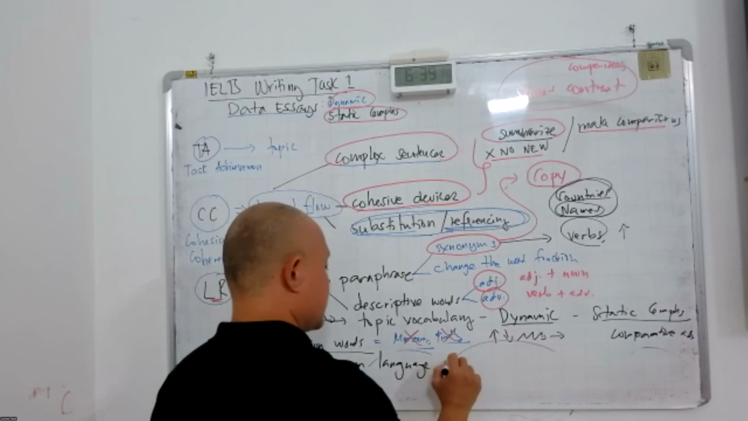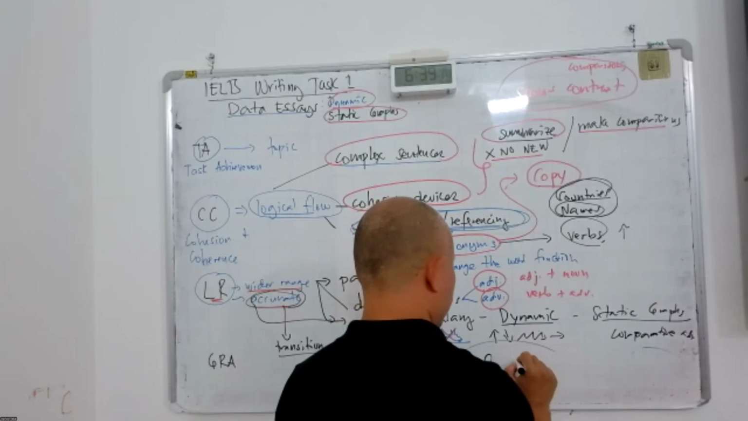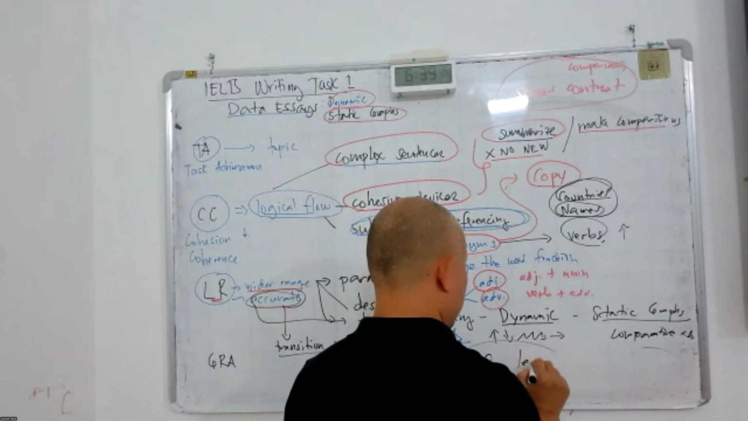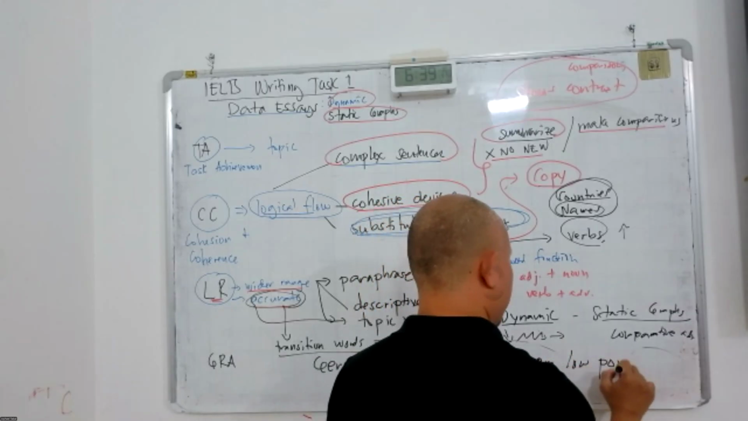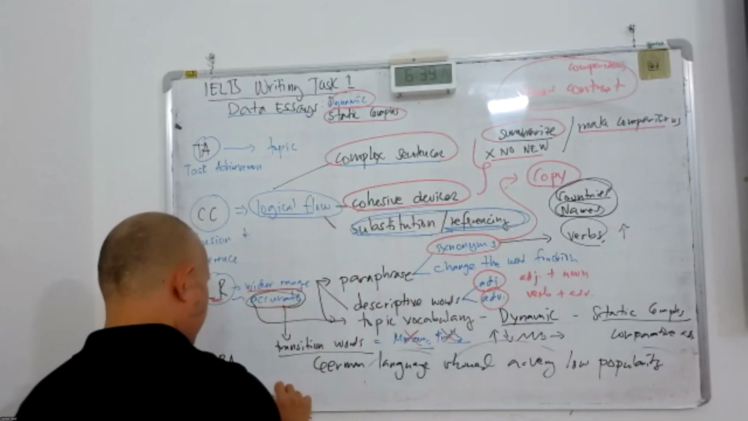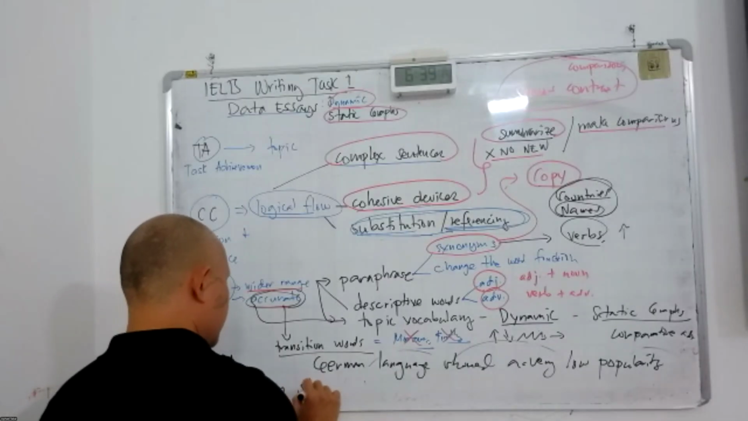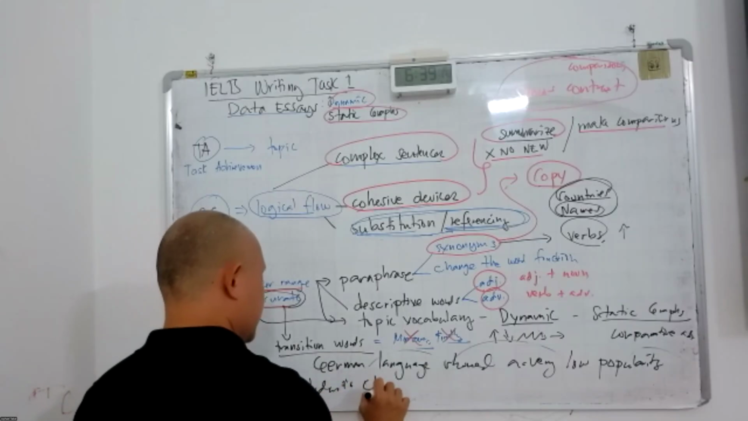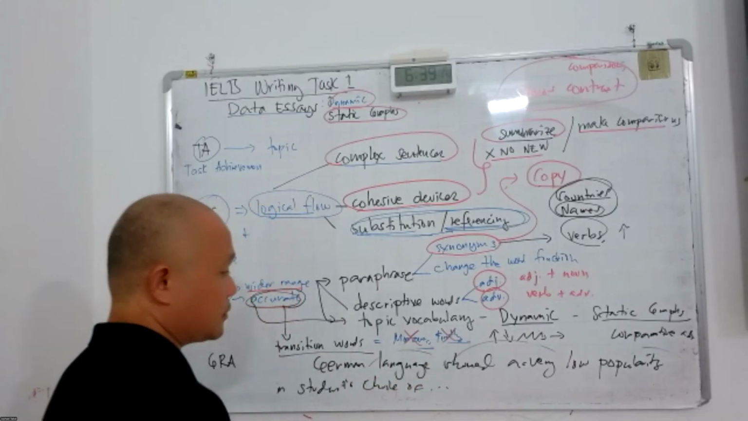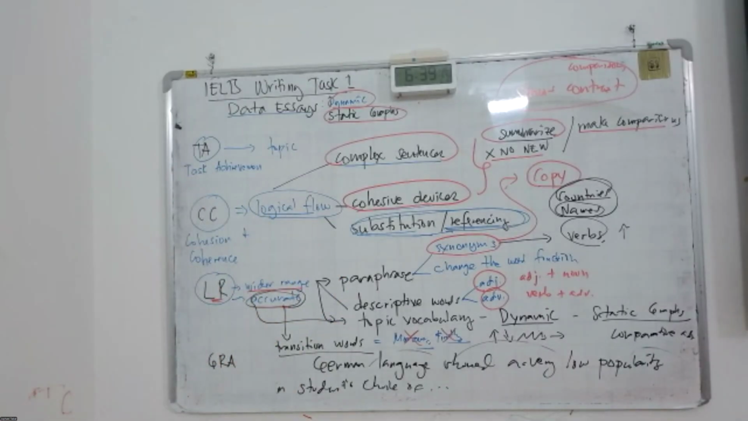German language showed very low popularity in terms of students' choice of second language, for example. So instead of saying German language ranked the 4th place, or German language ranked the 3rd place.